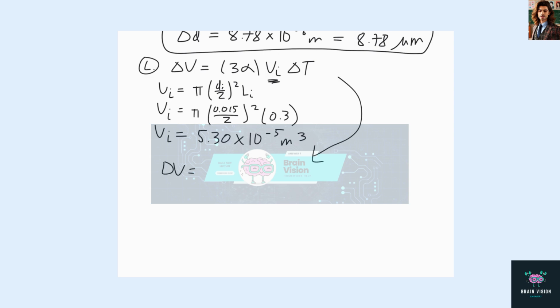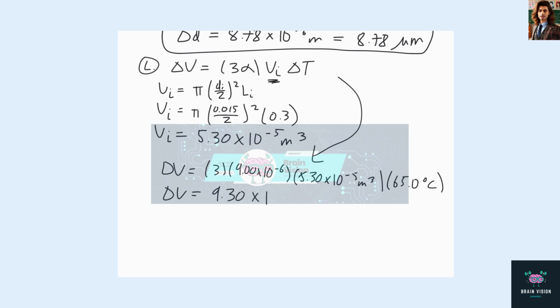Delta V is equal to 3 times the average linear expansion coefficient, which is 9.00 times 10 to the negative 6 inverse degrees Celsius, times the initial volume, 5.30 times 10 to the negative 5 meters cubed, times the change of temperature, 65.0 degrees Celsius. And if you work it out, you should find that the increase in volume is 9.30 times 10 to the negative 8 meters cubed.